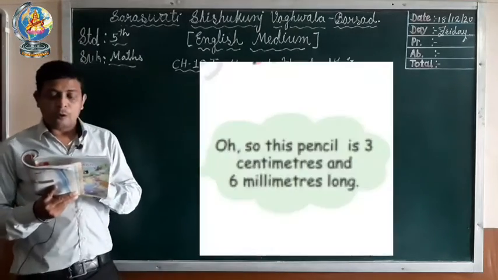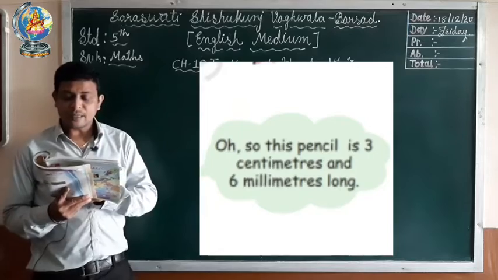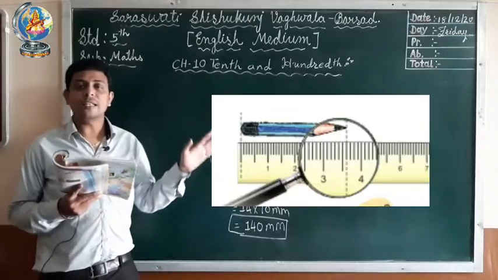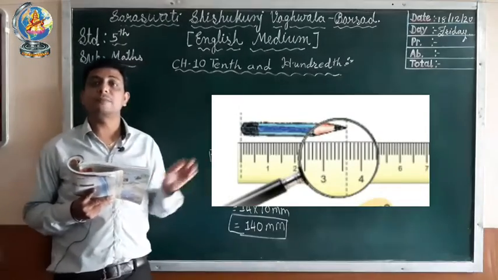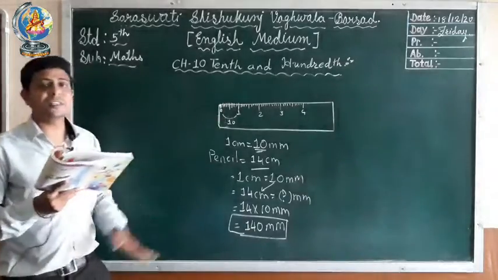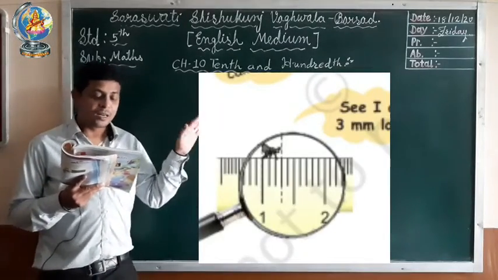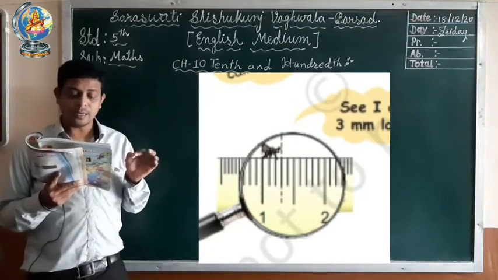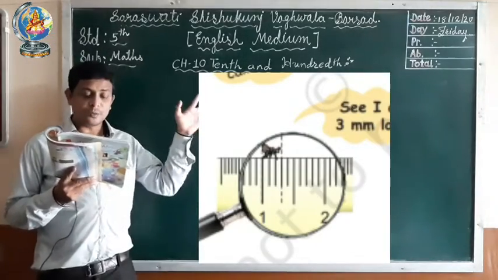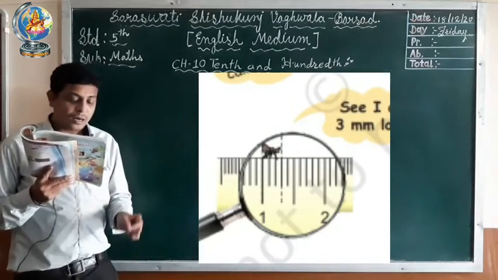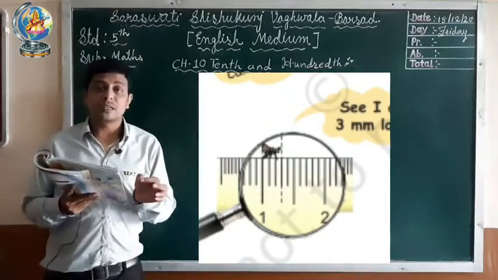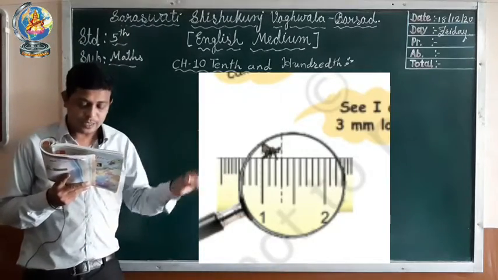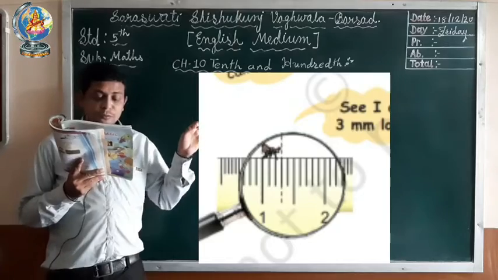Okay. Now, this pencil is 3 centimeter and 6 millimeter long. So if you see the picture, you will come to know that the length of the pencil is 3 centimeter and 6 millimeter long. Okay. In the next picture you can see there is a picture of an ant. Now if we want to measure the ant, then we need a magnifying glass. Okay. So it is shown here. You can see in the picture the ant is 2 millimeter. You can see in the picture in the magnifying glass. Okay. So the length of the ant is 2 millimeter.